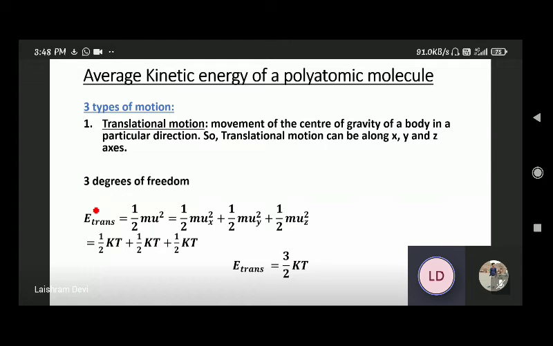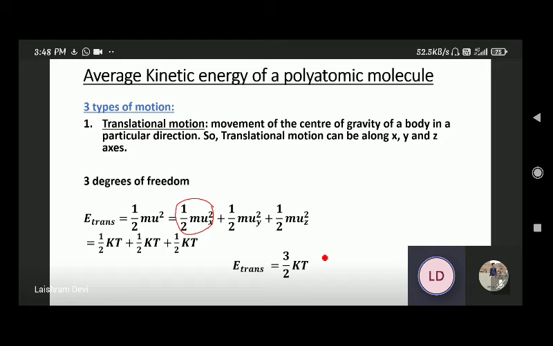ठीक है, so that's why E translational, that is the contribution of translational motion on the average kinetic energy will be half mu square लिखा है यहाँ पे, and u square can now be broken down into 3 components. यहाँ पे ux square, uy square, uz square. ठीक है, so according to law of equipartition of energy, again हर एक term जो है it will contribute half kT. This will contribute half kT, this will contribute half kT, this will. So E translational will, for a single molecule, contribute 3/2 kT to the average kinetic energy.